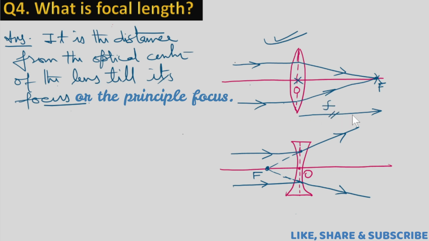Now see, this measurement of focal length from optical center till the focus is in the direction of the incident ray, and hence the focal length of a convex lens is positive. For this diagram, this happens to be the optical center, and this is the focus, and the distance from optical center till the focus will be the focal length. In this case, the measurement from optical center till the focus happens to be in a direction opposite to the incident ray, and that is why the focal length of a concave lens is chosen as negative.